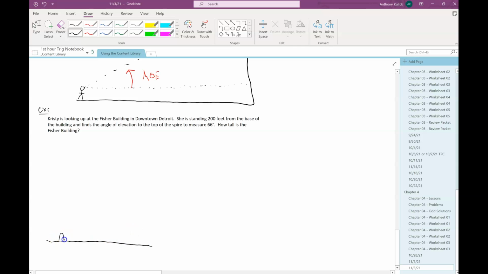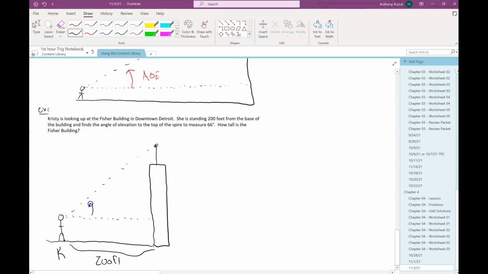So we'll start by drawing a picture. So there's Christy. There's my Fisher Building. We're 200 feet away. My angle of elevation, we're told, is 66 degrees. And we're looking for the height of the building. So I'm just going to translate this into a right triangle.